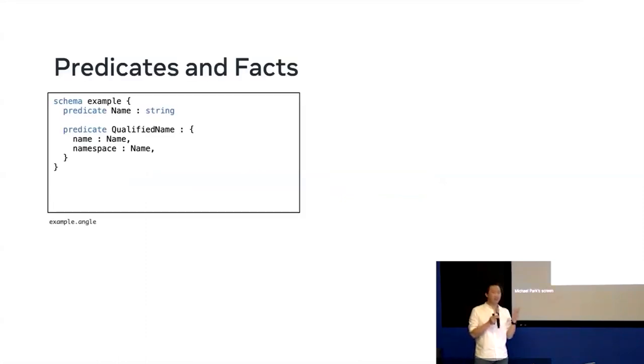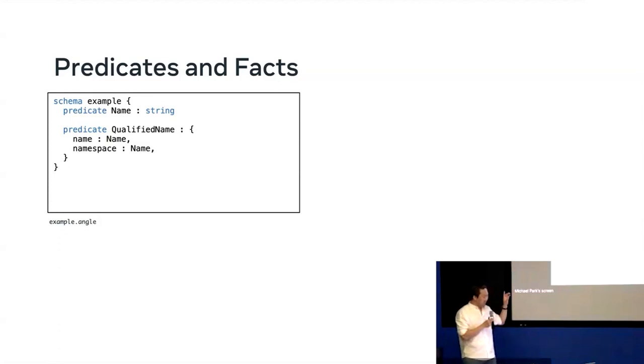So predicates and facts. These are the core of what Glean deals with. So facts are effectively data. You can think of them as values. And the types of those facts are what's called predicates. So we're going to define a bunch of different predicates, and we're going to have different instances of those predicates, which are kind of like a type and value, where you have a type and a bunch of different values of that type, right? So we're going to have a bunch of facts of a certain predicate.